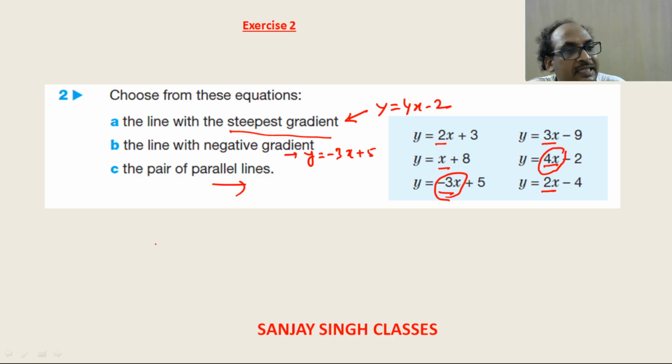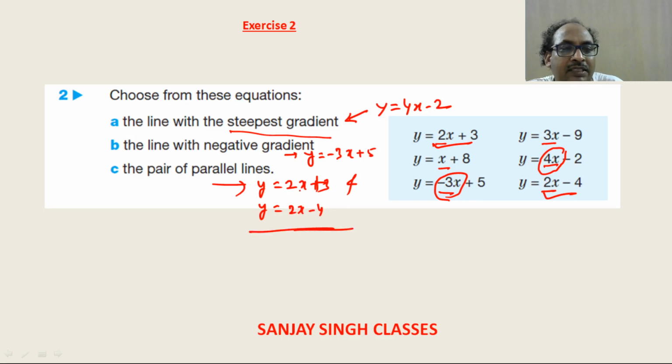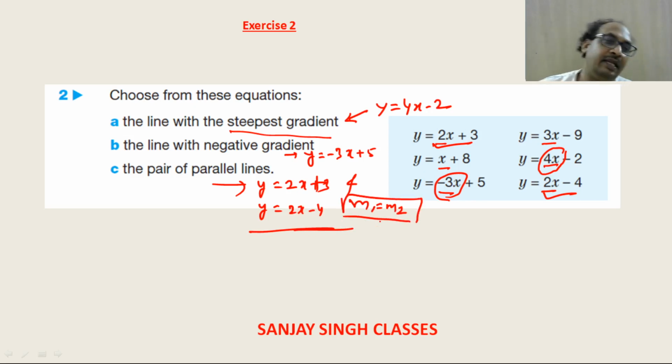Pair of parallel lines. Parallel lines are those lines whose gradients are the same. We can see that in this line the gradient is 2, and in this line the gradient is 2. So y is equal to 2x plus 3 and y is equal to 2x minus 4. Both are parallel because their gradients are the same. So m1 is equal to m2 is the condition for parallel lines. The gradient should be the same.